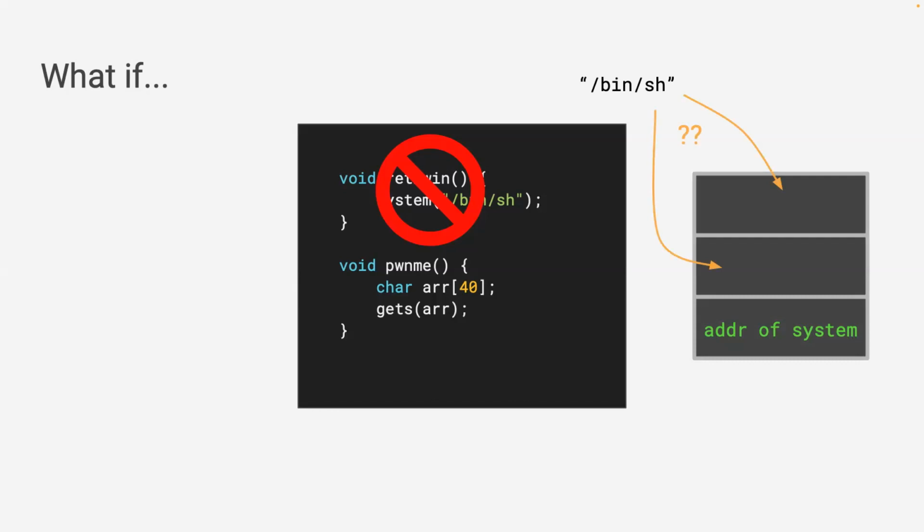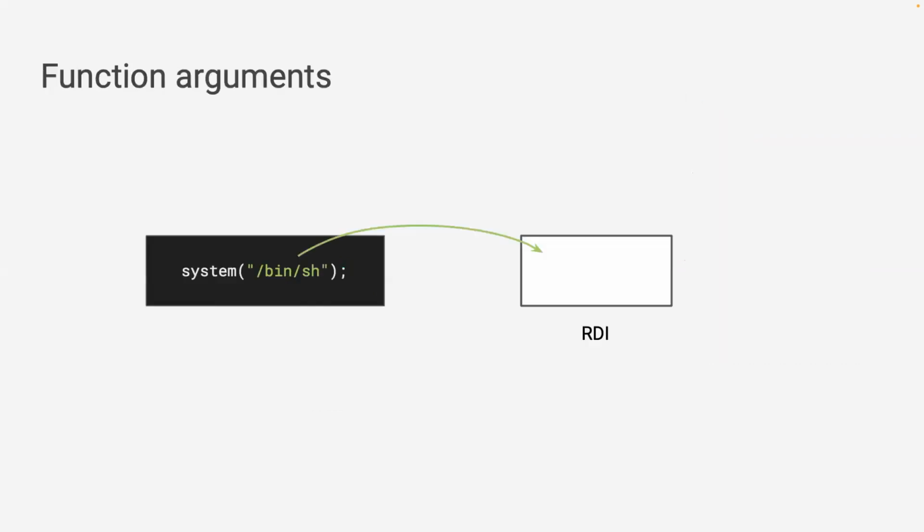And the answer is we need to put it inside a register. That's not for all programs. So MIPS stores it inside the A registers, like A0 to A7. And then you also have different architectures there.